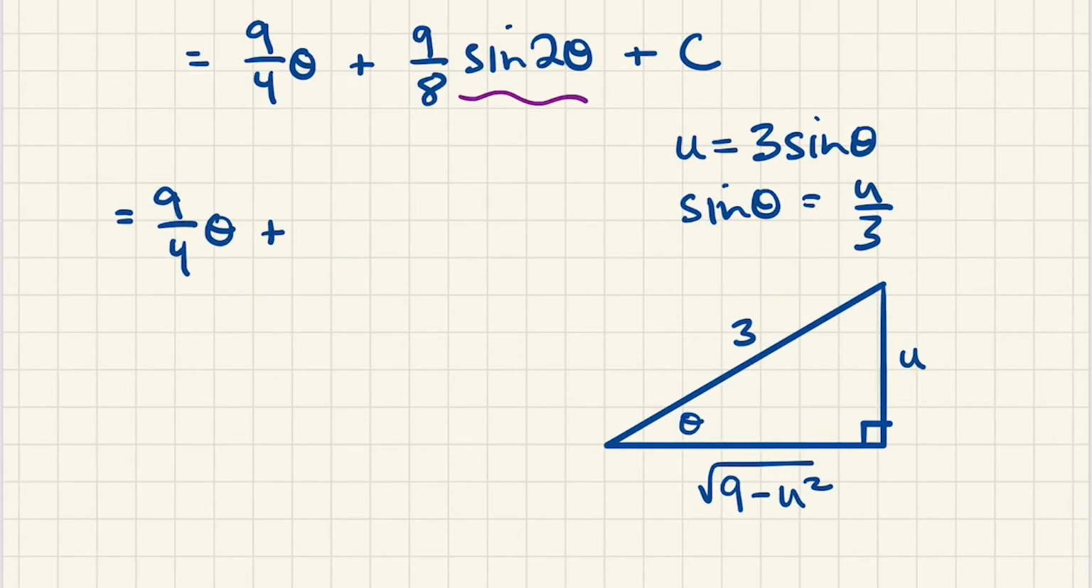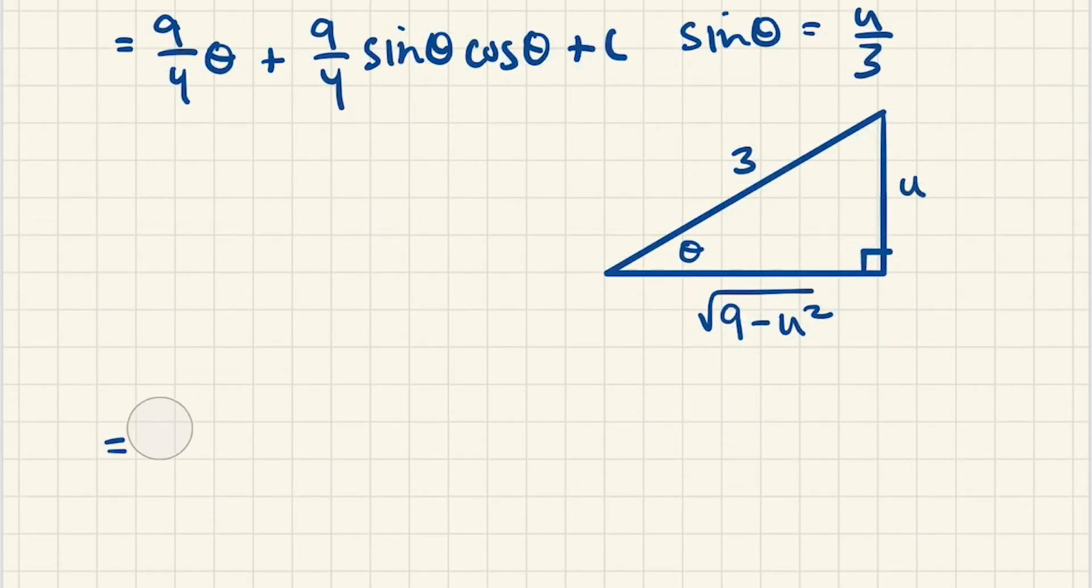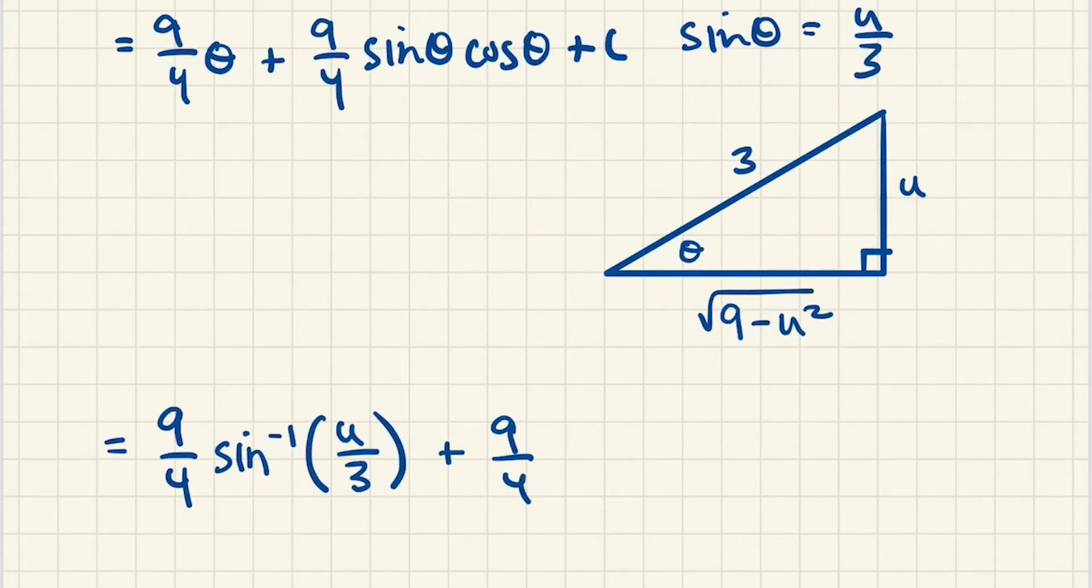9 over 8 times 2 sine theta cosine theta, so that'll be 9 over 4 sine theta cosine theta plus c. And now we can read off everything we need. So this is 9 over 4 times inverse sine of u over 3 plus 9 over 4 sine of theta, which is directly just u over 3, times cosine of theta, which is the square root of 9 minus u squared over 3.